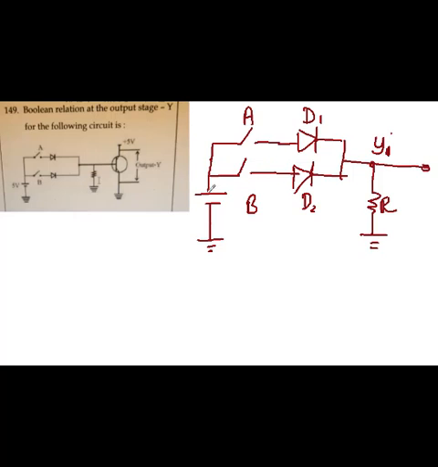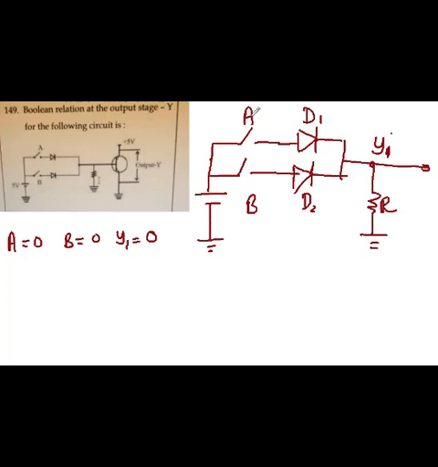So I can say if I am keeping A 0, B 0, that means the switch is not connected, then the output Y1 will be 0. Reason: A is not connected, B is not connected, diode D1 will not conduct, diode D2 will not conduct, so there will be no current through the resistor R, so there will be no voltage across R. That is, the output Y1 is equal to 0.